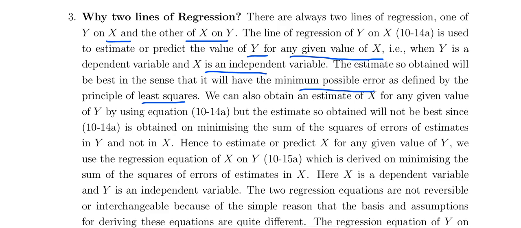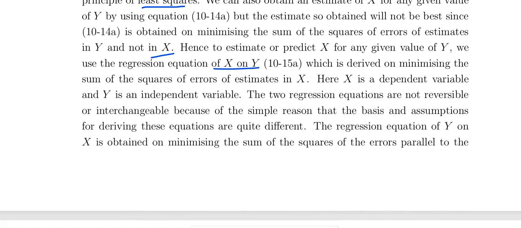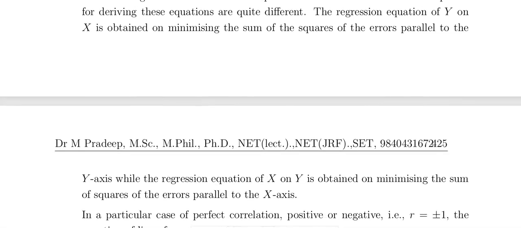We can also obtain an estimate of x for any given value of y, and that is called the regression of x on y. The estimate obtained will not be the best, because the line is obtained by minimizing the sum of squares of errors in y and not in x. Hence, to predict x for any given value of y, we use the regression equation of x on y. That is the reason for two lines of regression.